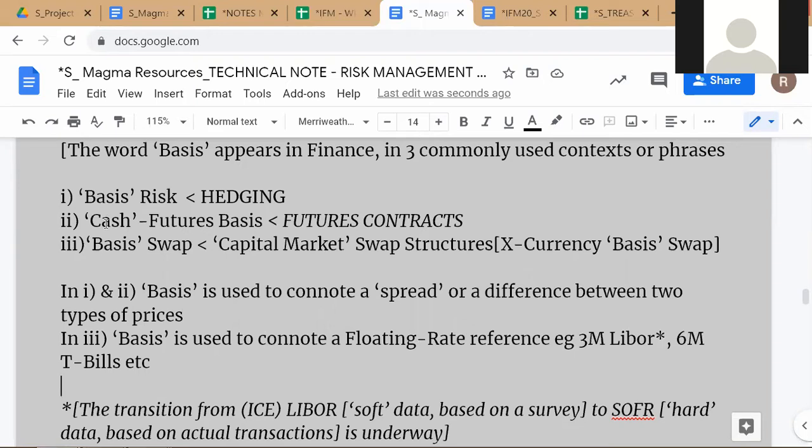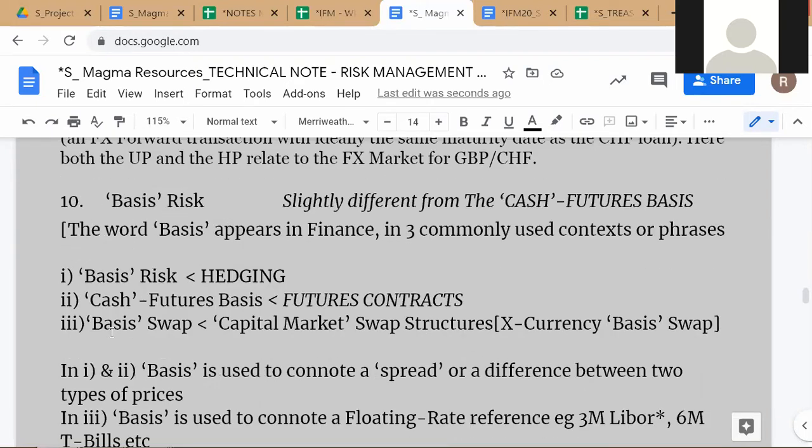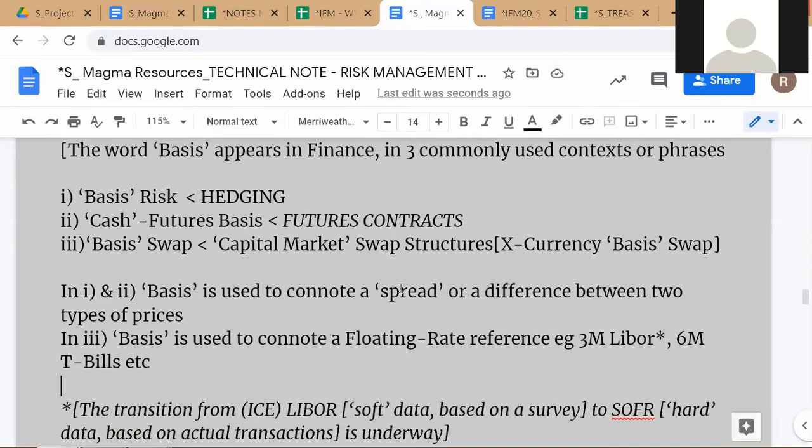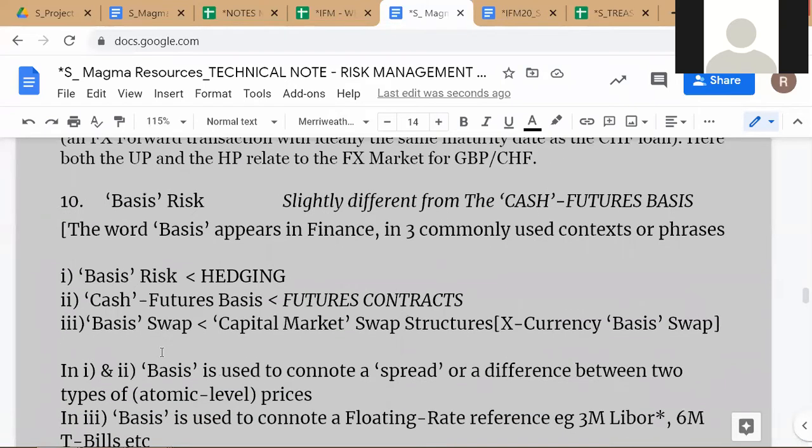Whereas in the other two, the first two cases, basis is used in the context of referring to a spread between two types of atomic level prices. So there's a slightly different usage. You can see straight away three common contexts where the word basis is used in finance. In the third context, it's a little different from the first and second context. That is why I say that finance is a very context-specific subject, very much like the law, and much less like physics.